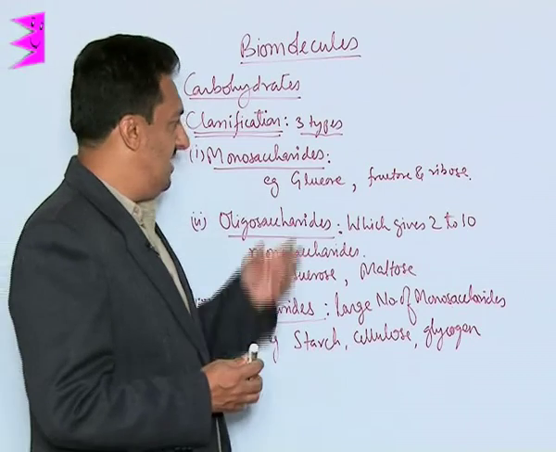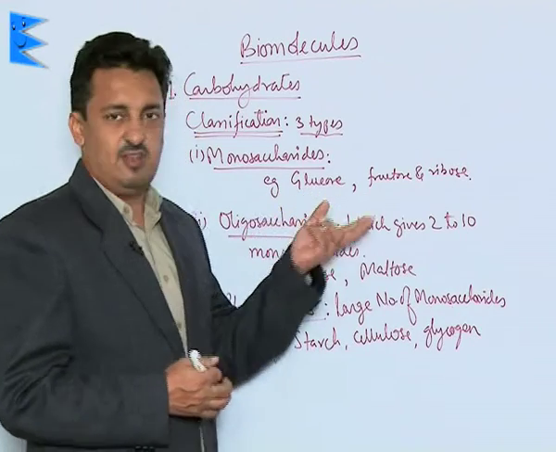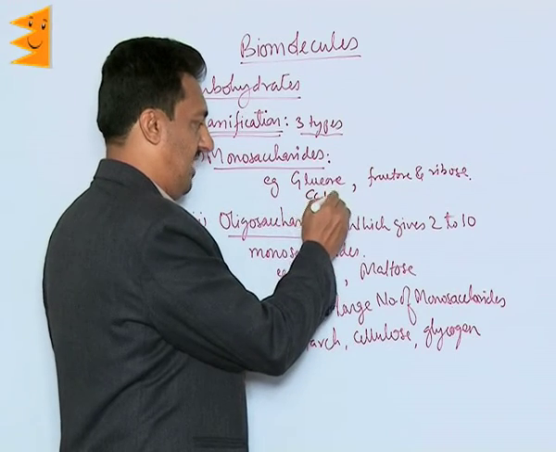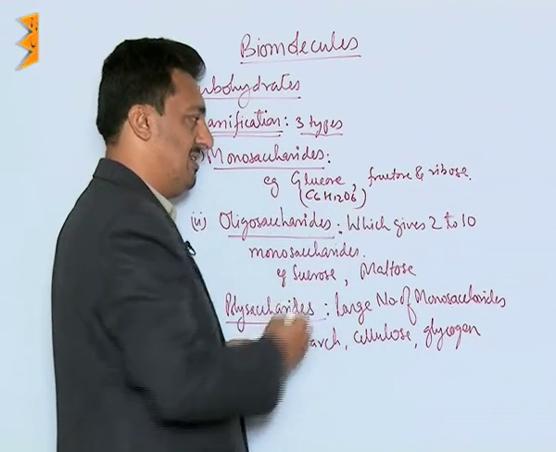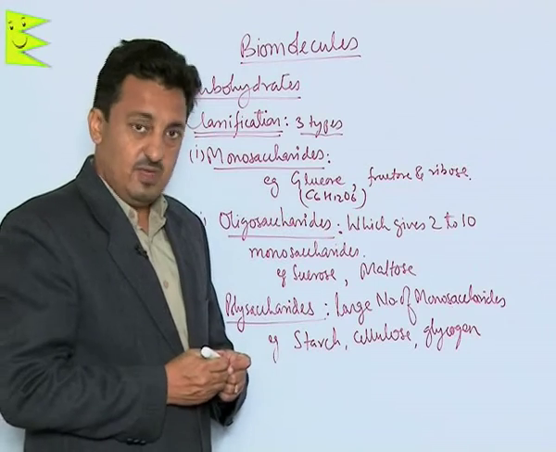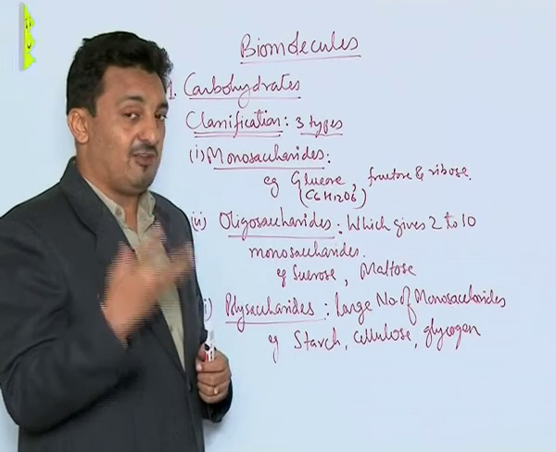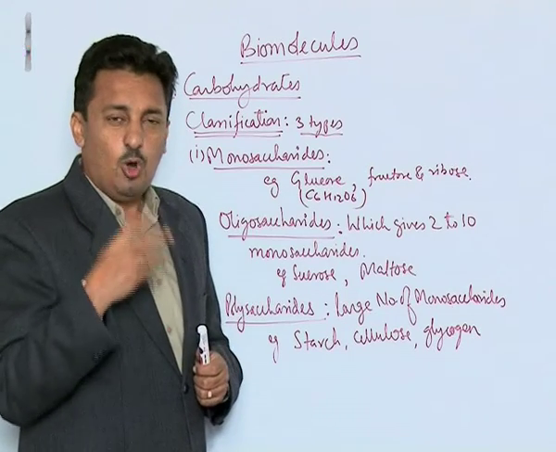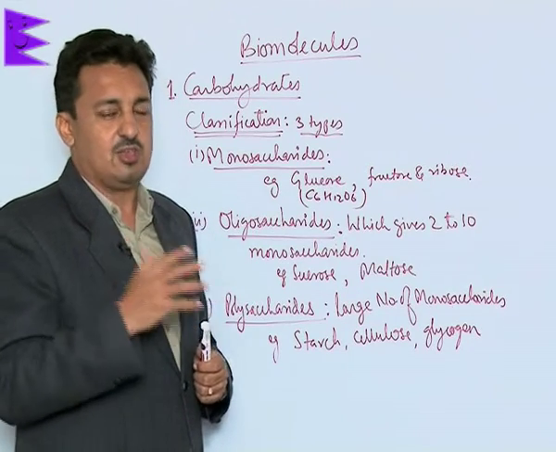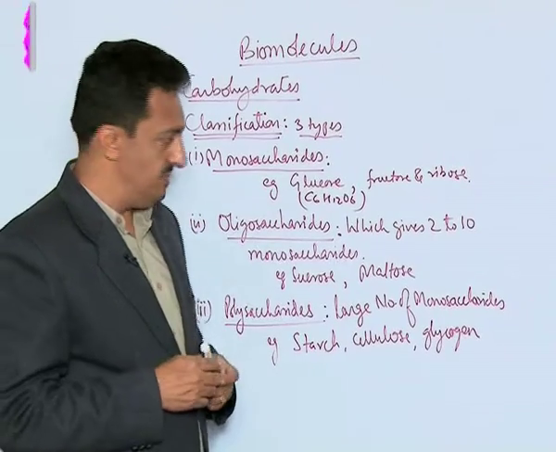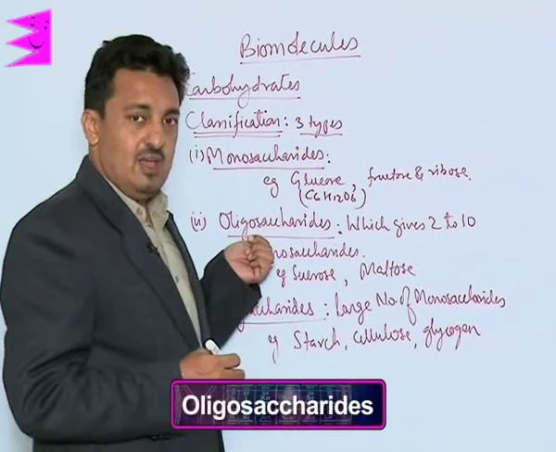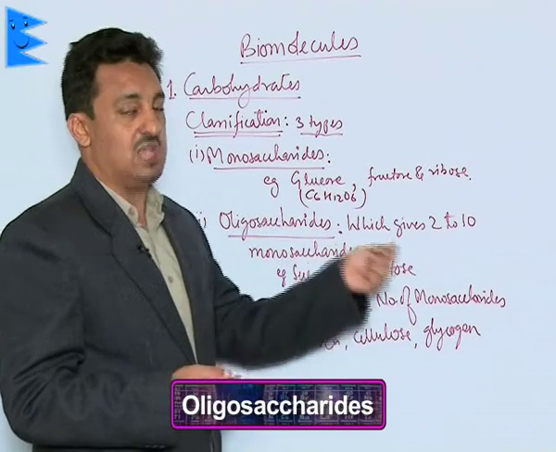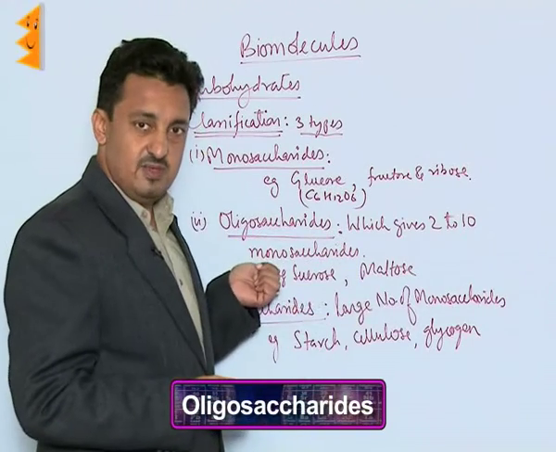The examples are glucose, fructose and ribose, which we all know. Glucose is C6H12O6, and fructose is also C6H12O6. But remember, chemically they are polyhydroxyaldoses or ketoses. That means they have many OH groups and either an aldehyde or a keto group as the main functional group. Then oligosaccharides are those carbohydrates which on hydrolysis give 2 to 10 units of monosaccharides.